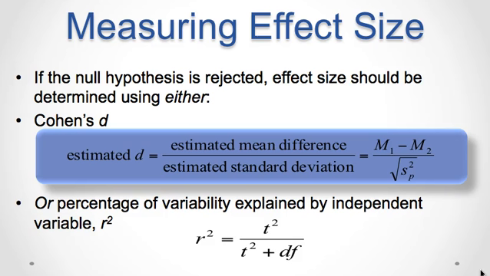Another measure of effect size is the proportion of variance or variability in a dependent variable that is explained by the independent variable or the treatment. Percentage of variability is calculated using the same formula for both one sample and independent samples t-tests.